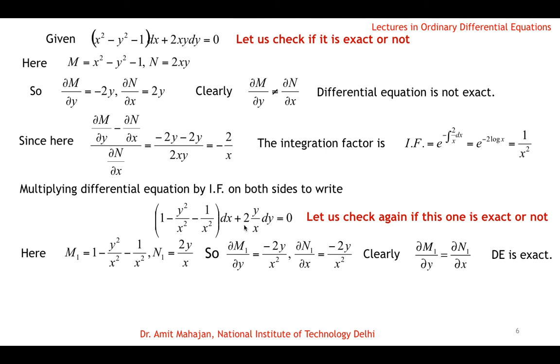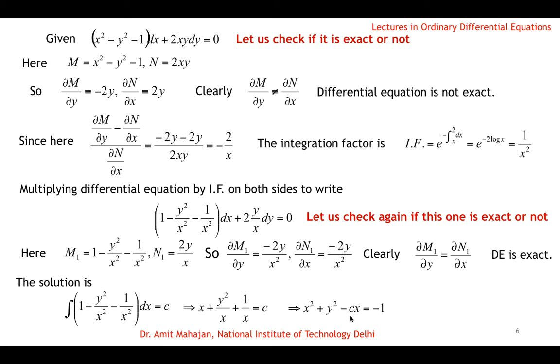Because this is exact, we can write the solution as the integral of M1 with respect to x keeping y constant, plus the integral of only those terms of N1 which do not contain x. There is only one term and it contains x, so the second integral is 0, equal to a constant. So we can integrate this with respect to x. We get x, y² is treated as constant, the integral of 1/x², and minus the integral of 1/x². So this is the solution. We can just rewrite this. So this is the orthogonal family of curves to the given family.